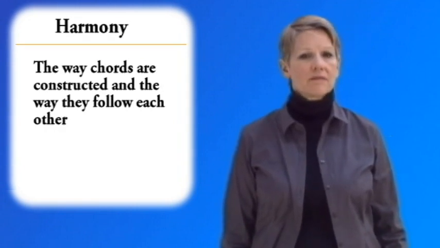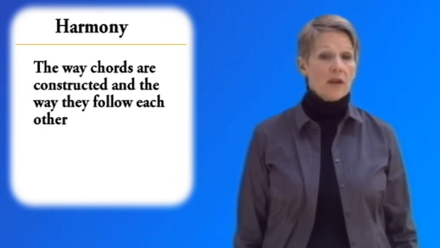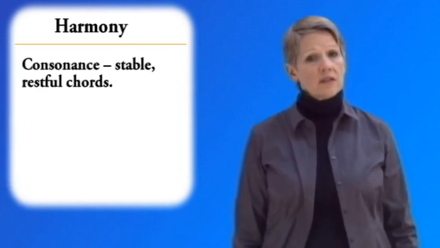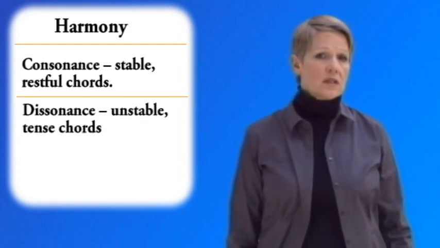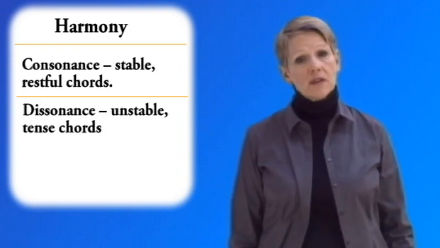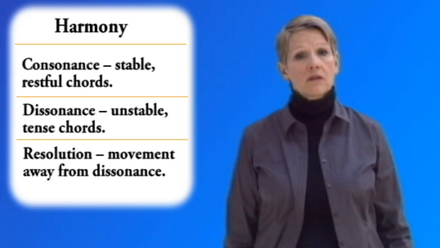On to harmony. Harmony is the way chords are constructed and the way they follow each other. Consonance is stable and restful chords. Dissonance is the opposite. When you move away from dissonance to consonance, you have resolution. A melody is a series of individual tones. Harmony in chords is simultaneous tones.